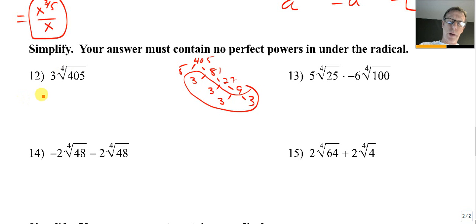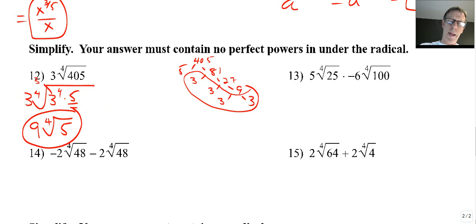So let's go ahead and rewrite this. This is going to be 3 times the 4th root, and what we found is we've got 3 to the 4th times 5. This 3 to the 4th will come out as a 3 and multiply by the 3 in the front. So I will have 9, and the 5 will be left underneath there, so I have 9 times the 4th root of 5. Okay, let's move to the next one.